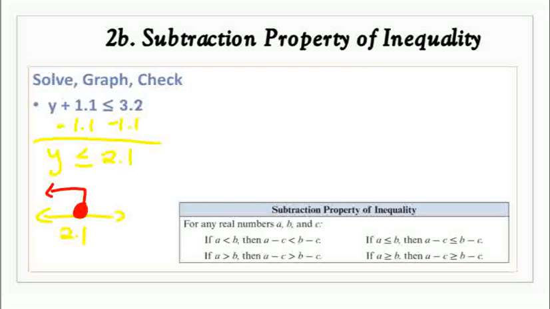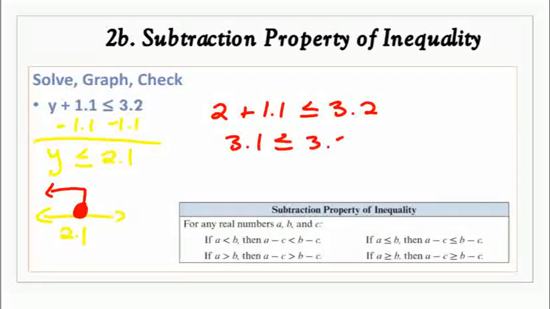Check my answer, I pick a number less than 2.1. I'll just choose 2. So 2 plus 1.1 has to be less than or equal to 3.2. 2 plus 1.1 is 3.1. 3.1 is less than 3.2. Therefore, my answer is correct.